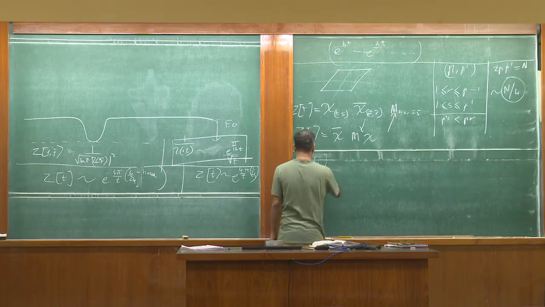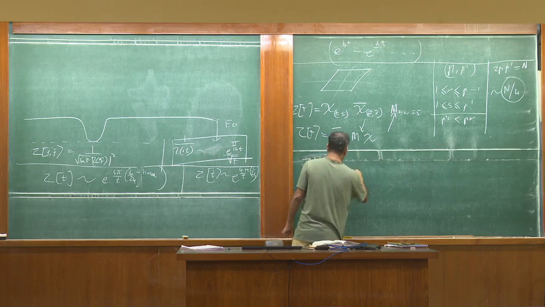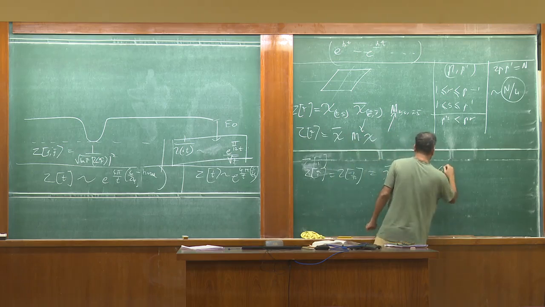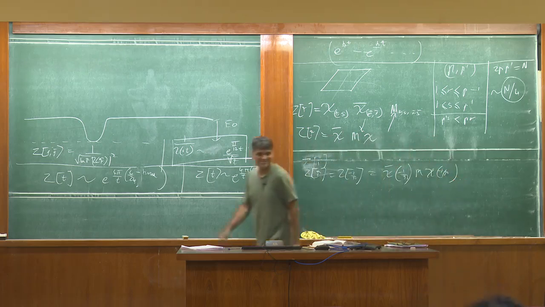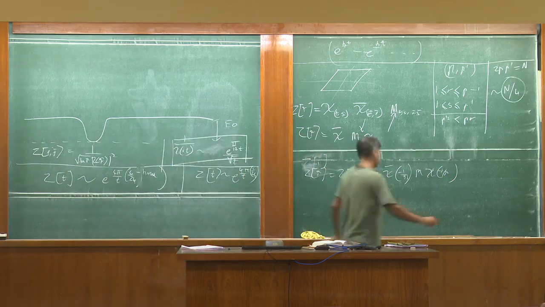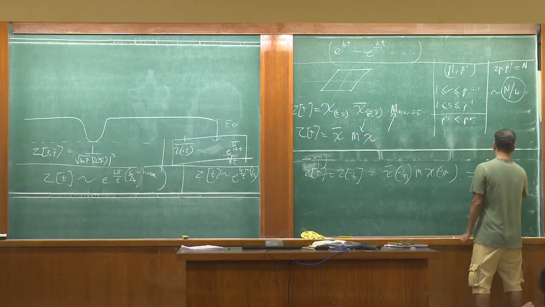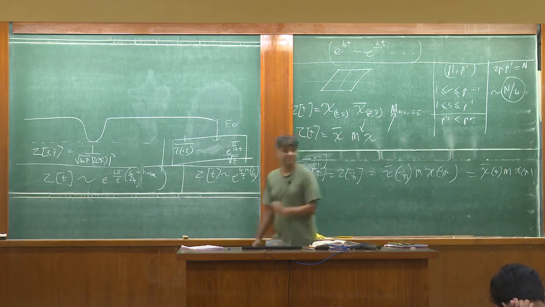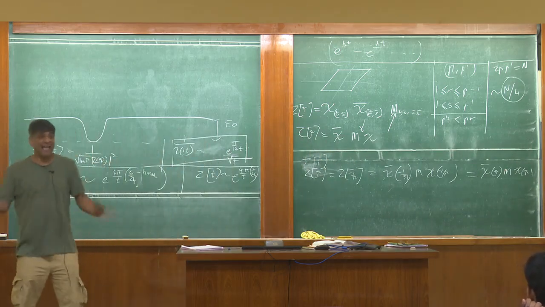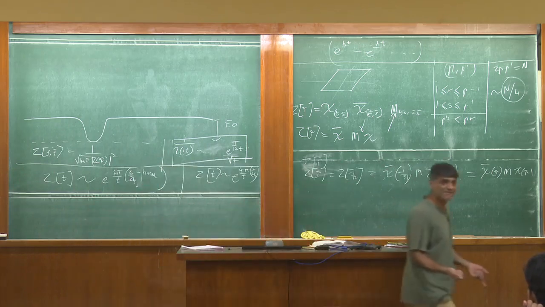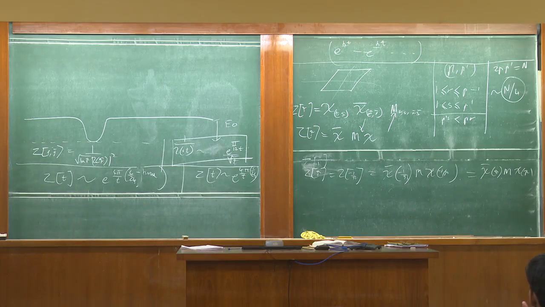Z of tau, which is equal to Z of minus 1 by tau, is equal to chi bar of minus 1 by tau, M, chi of minus 1 by tau. But originally Z of tau was chi bar of tau, M, chi of tau. So these two things must be equal to each other. But chi and chi bar for given primaries are known. So one can figure out what happens when one computes chi of minus 1 by tau for any given primary.